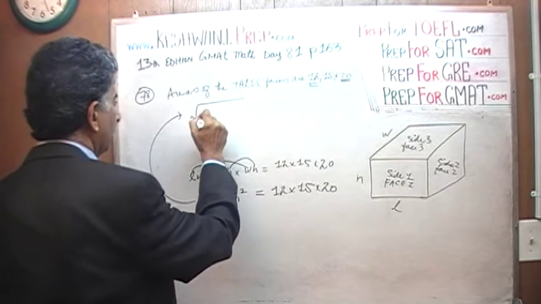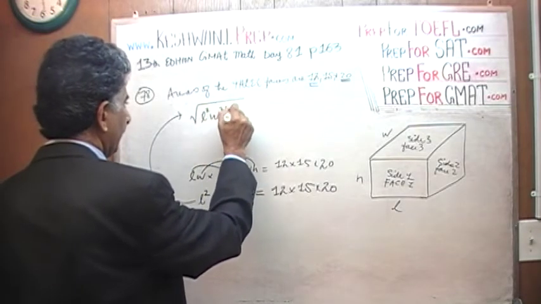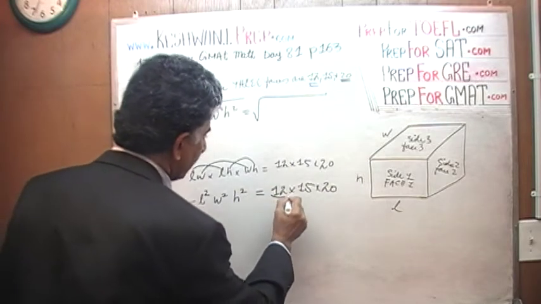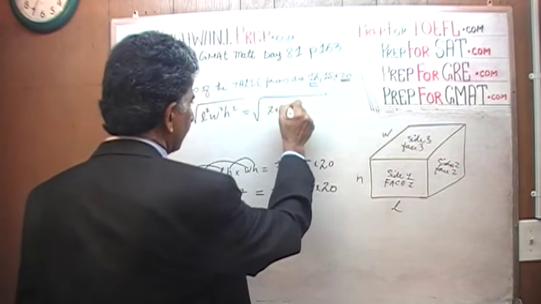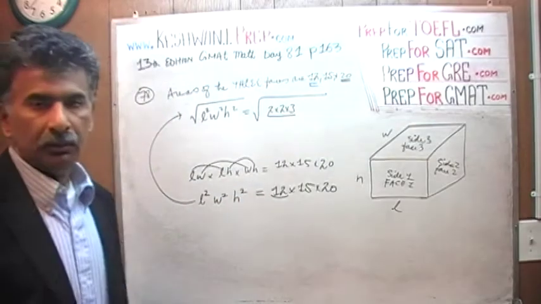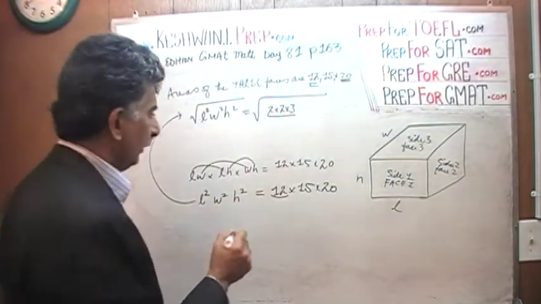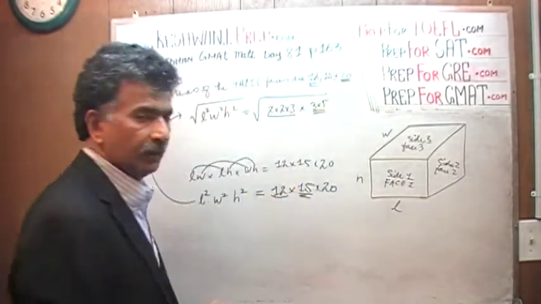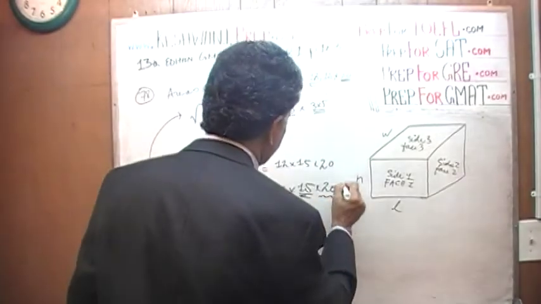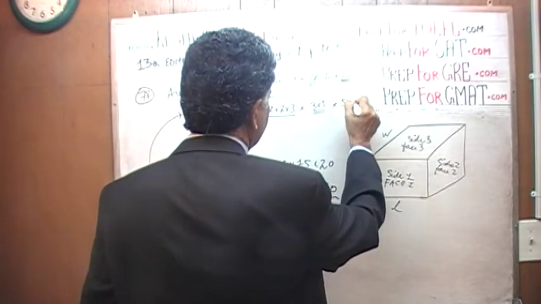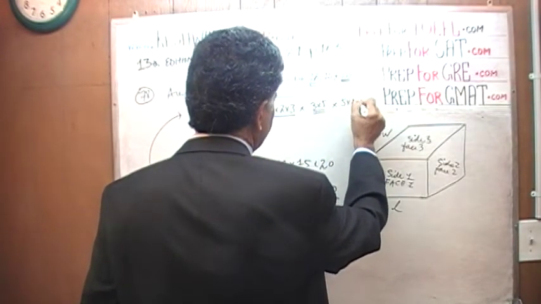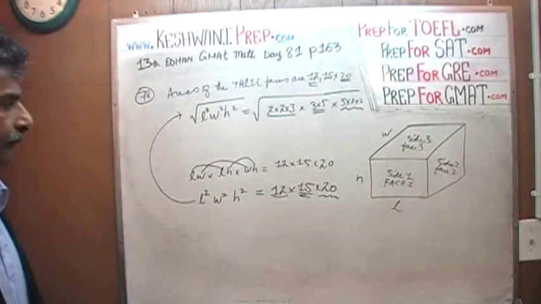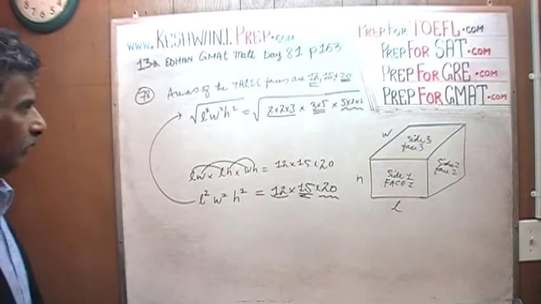So the square root of length squared, width squared, and height squared equals the square root of 12 times 15 times 20. 12 can be written as 2 times 2 times 3. 2 times 2 is 4, 4 times 3 is 12, that's our 12. 15 can be written as 3 times 5. And 20 can be written as 5 times 2 times 2, or 5 times 4. There is your 20. And now we take the square root.